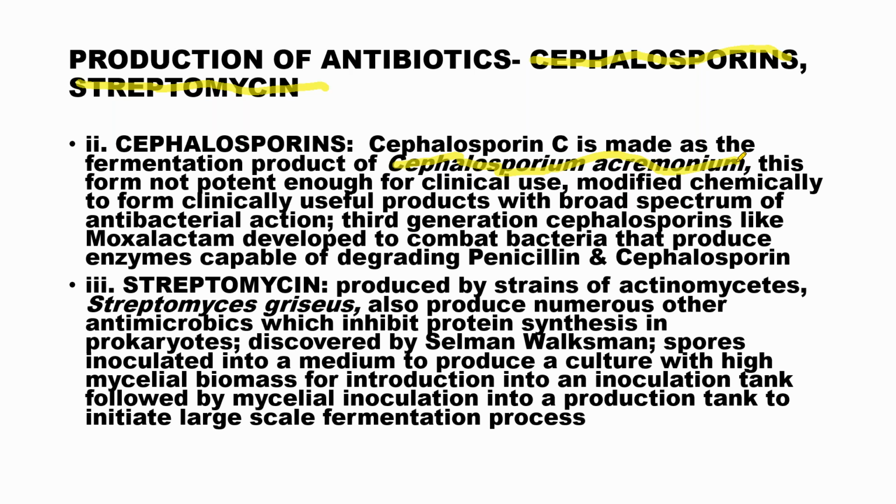Now this form is not potent enough for clinical use. The cephalosporin produced as a fermentation product of this particular fungus, Cephalosporium acremonium, in its crude form is not active, or not potent for clinical use. It will not act as an active biochemical component. So what we have to do is modify it chemically. This fermentation product, Cephalosporin C, is modified chemically to form clinically useful products with broad spectrum of antibacterial action. Broad spectrum of antibacterial action.